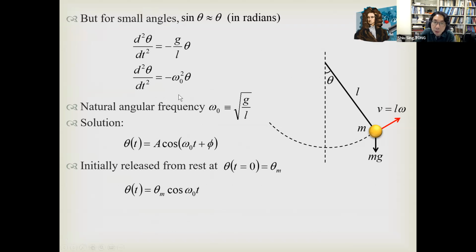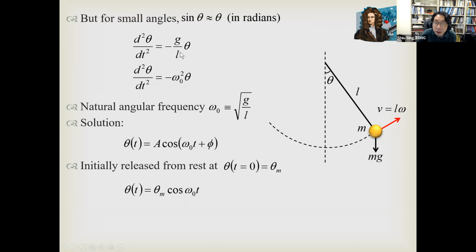Now, for our discussion now, we are interested in a small angle. Suppose the angle theta is small, and that means sine theta is almost equal to theta. And of course, theta is in radians. For this approximation to hold, theta must be expressed in radians. Okay. So if the angle is small enough so that I can replace the sine with theta, then I can solve this equation simply.